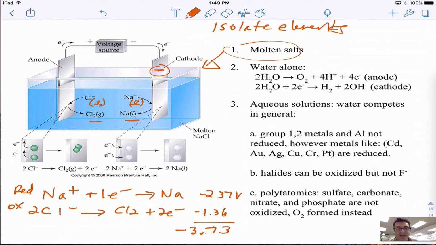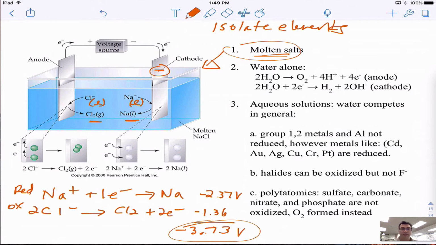But the idea is that you have negative voltages. The overall voltage is negative for this process. It wouldn't happen unless I add electric current to this. So I would need to add electric current to this in order to get this to work. If I don't add electric current to this, it won't work. Now this is with a molten salt that I'm showing you over here. This is actually a pretty simple sort of setup.